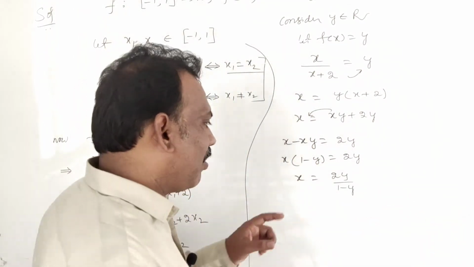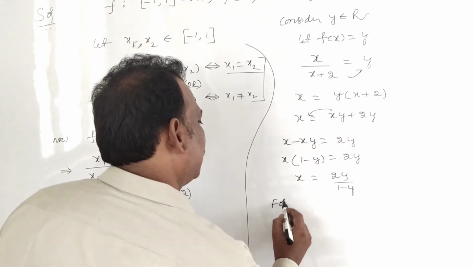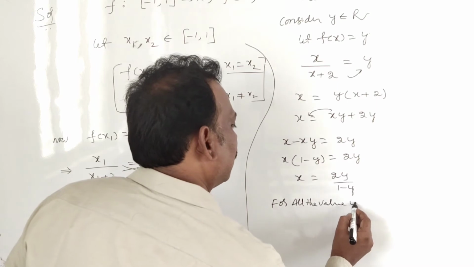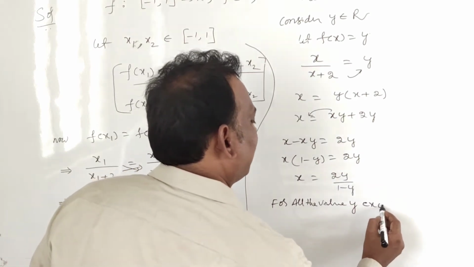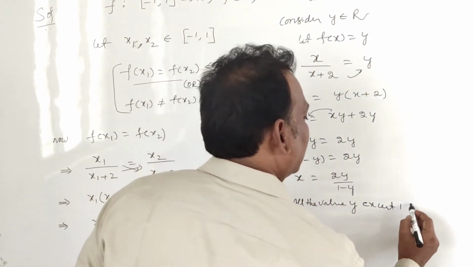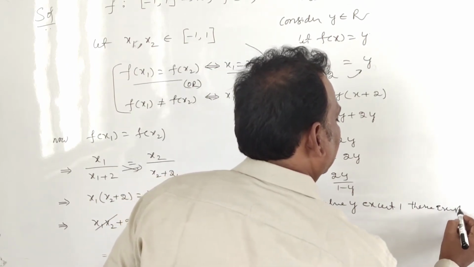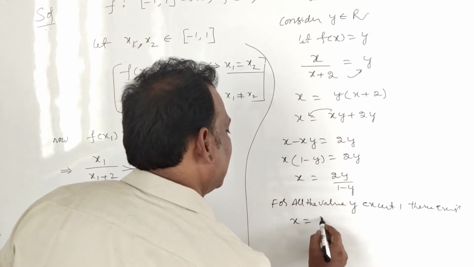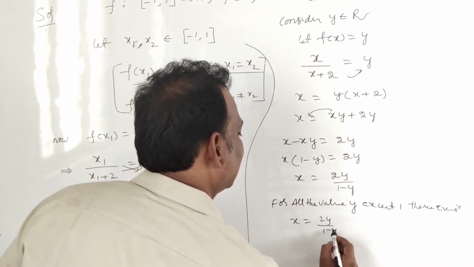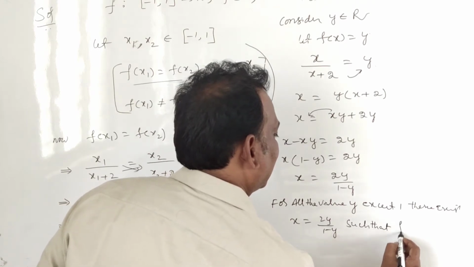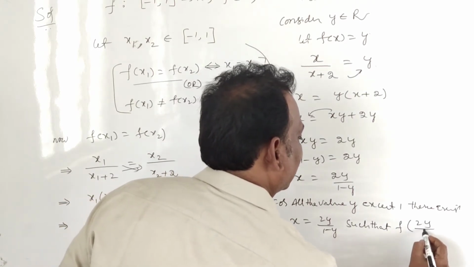That's why for all the values of y except 1, there exists x that is equal to 2y by 1 minus y, such that f of x is equal to y.